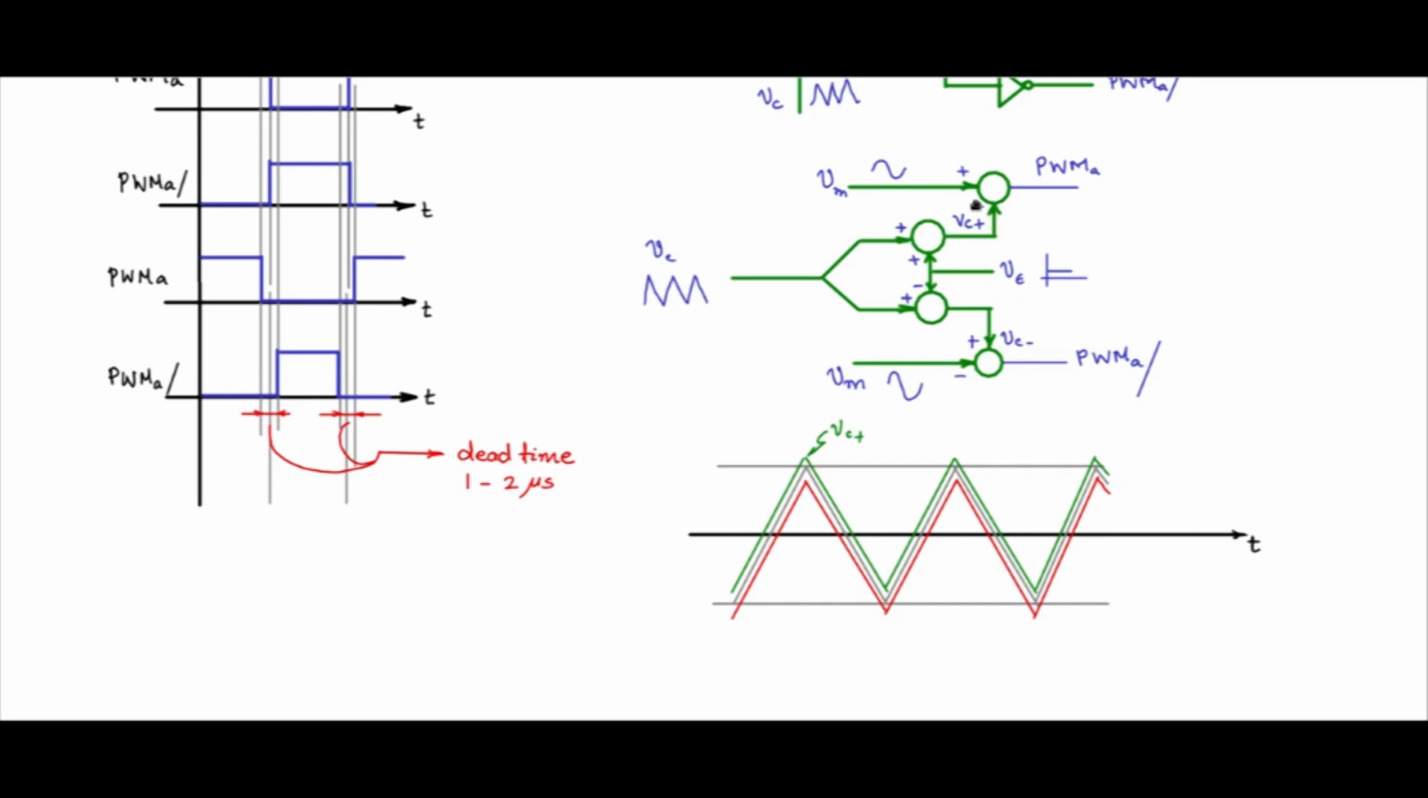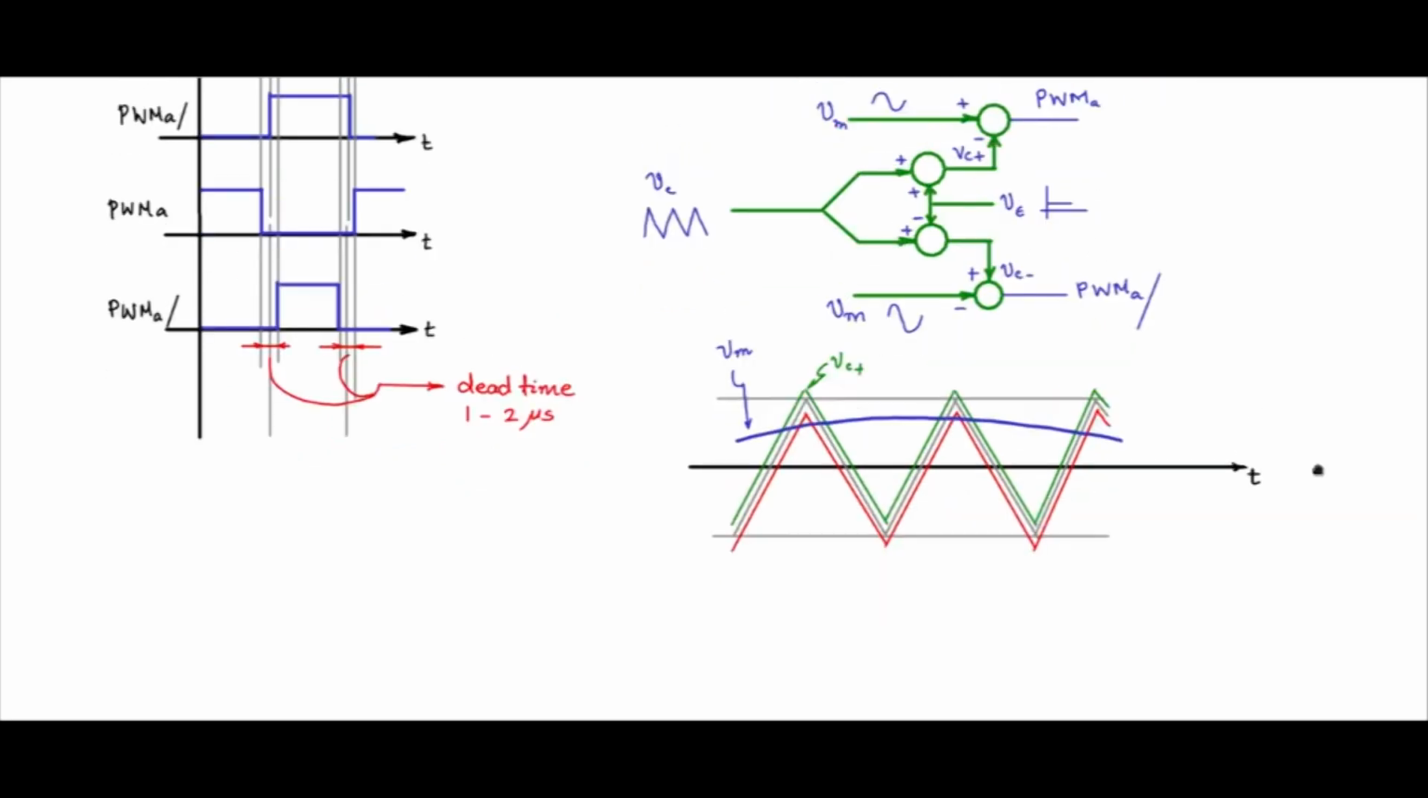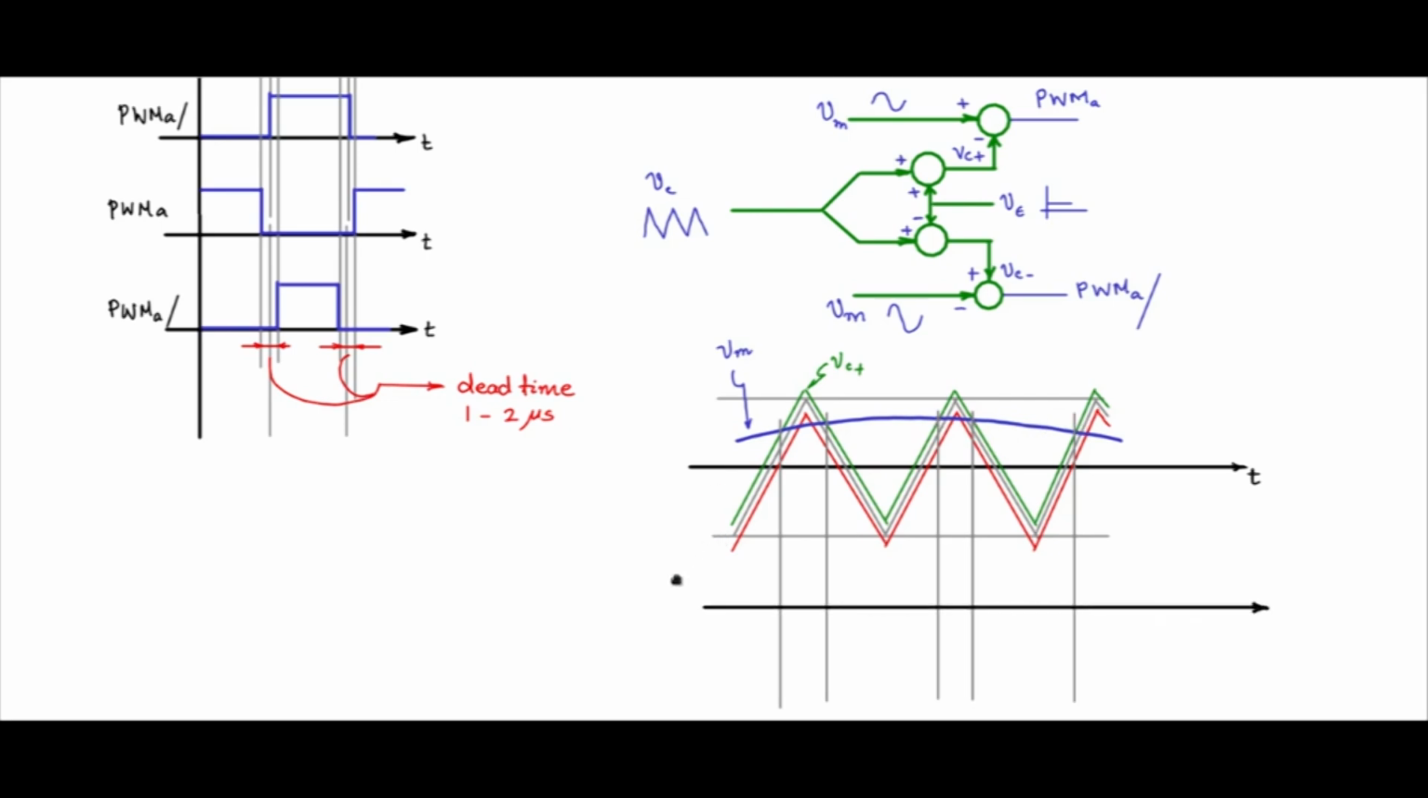So with VC plus, we are doing the regular comparison of the modulating signal to the plus terminal of the comparator. VC plus is given to the minus terminal, and PWMA is obtained. So let us get that. So this is the modulating signal. Now let me draw the crucial points here. These are the crucial points where the modulating signal is intersecting with the VC plus waveform, the green. Modulating signal intersecting with VC plus, and so on. Now let us draw the PWMA waveform.